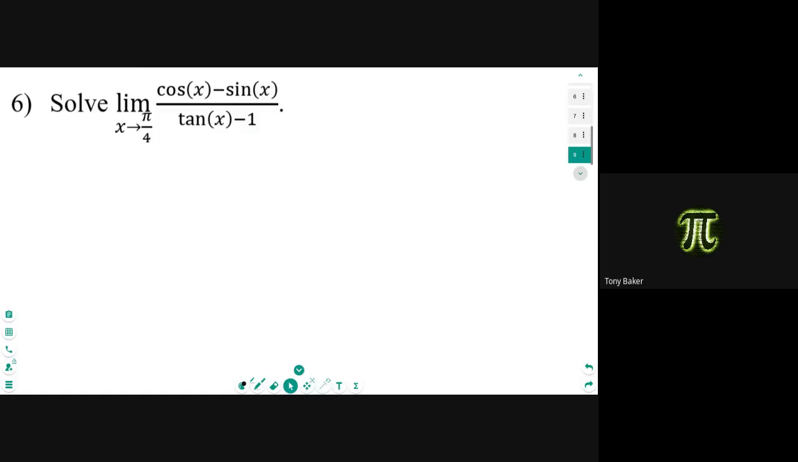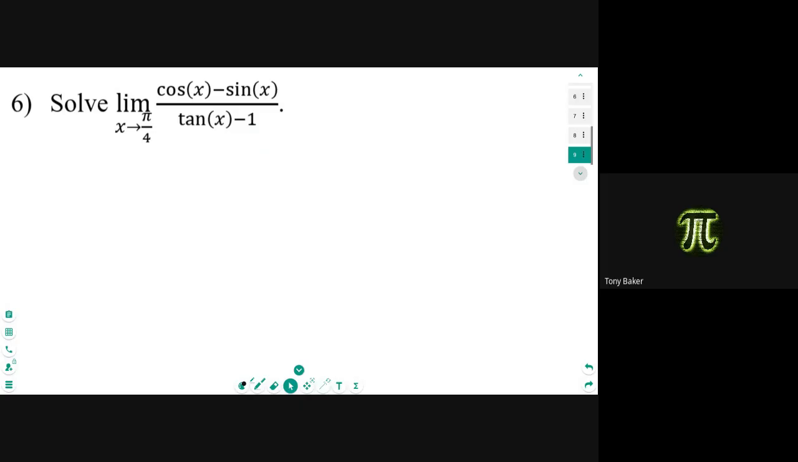There is always a chance I'm going to put a problem on there where that's all you need to do. I did it on the first test, so there's a possibility that it will show up again. So don't skip it, or at least try to plug it in first. This one does come out to be 0 over 0.